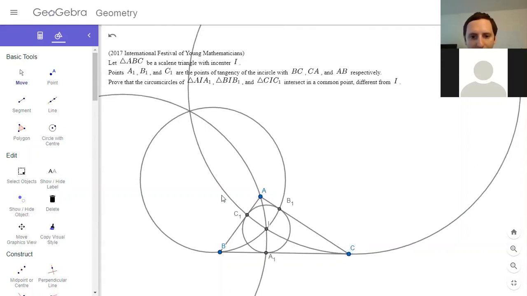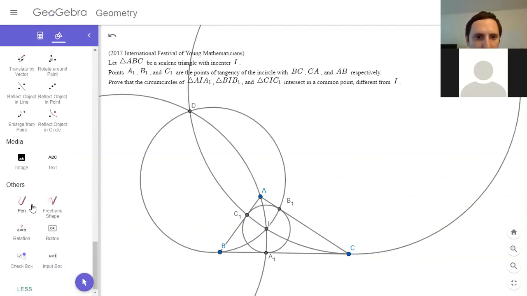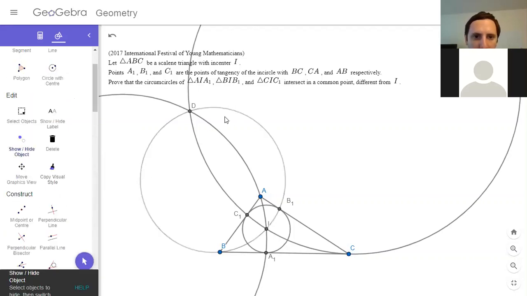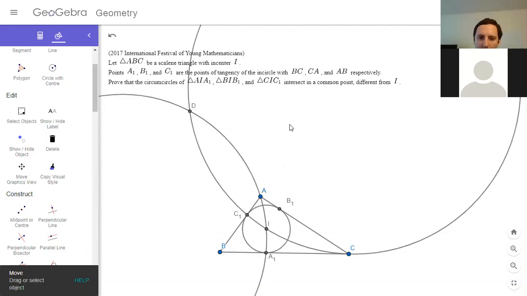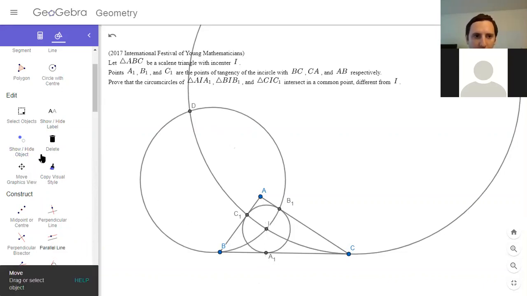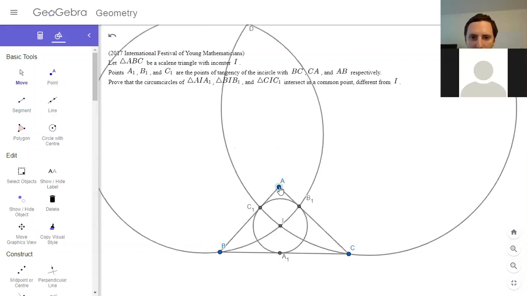So how do we do this? Can we say some special property about that point? Maybe it lies on some other circle. Maybe we could let two of them intersect and try to show it lies on the third circle. I guess there's a couple different ways we could do it. Say D is the intersection of those two. Probably I'll draw the intersection of the B and C circles and then try to show it lies on the A circle.